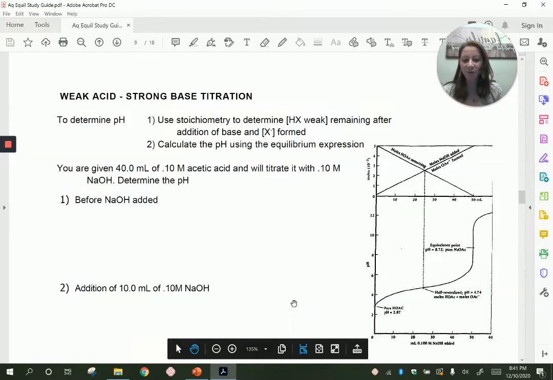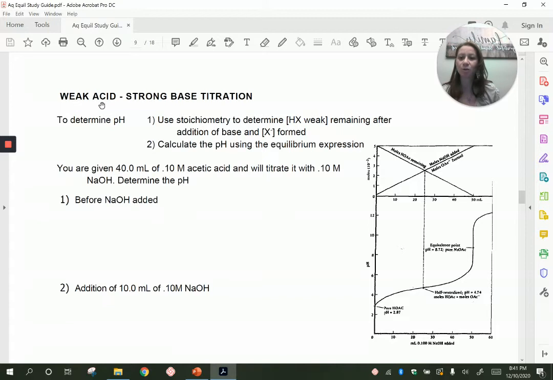Hi guys, we're continuing titrations and we are looking at titration between a weak acid and a strong base. So the weak acid we're using is acetic acid, CH3COOH. Our strong base that we're using is NaOH. We're using 0.1 molar of each, and we're going to start with 40 milliliters of the acetic acid in our flask, and then with the burette we're going to slowly add the NaOH.